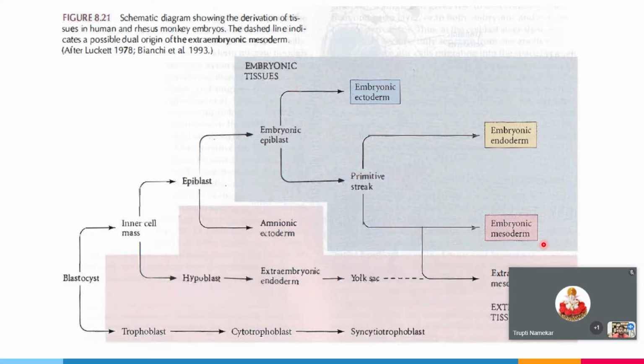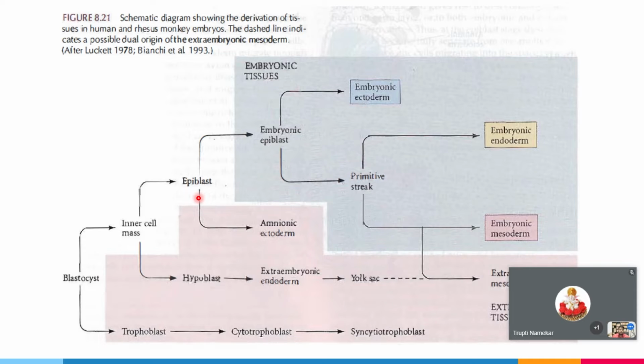So here from the diagram itself, you can see that the embryonic mesoderm is actually from the epiblast lineage. The hypoblast as well as the epiblast both together give rise to the extraembryonic mesoderm, and more or less, since the embryonic ectoderm, endoderm, and mesoderm contribute directly to the embryo, they would obviously come from the epiblast. So that is the essential difference between epiblast and trophoblast.